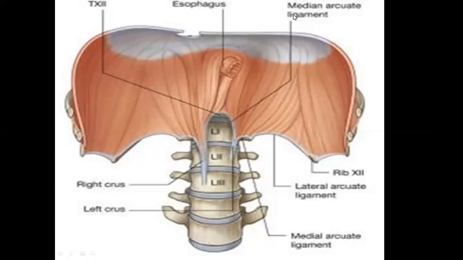So we have so far discussed the different parts of the diaphragm: sternal, costal, and vertebral part. There are different ligaments: medial and lateral arcuate ligament, and the median arcuate ligament.